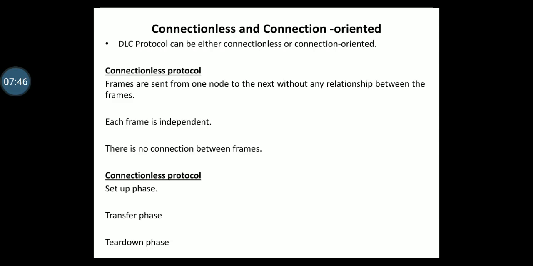In a connection oriented protocol, there are three phases: the setup phase, the transfer phase and the tear down phase. In the setup phase, first a logical connection is established between the two nodes. The transfer phase means all frames that are related to each other are transmitted. The tear down phase means the logical connection is terminated.